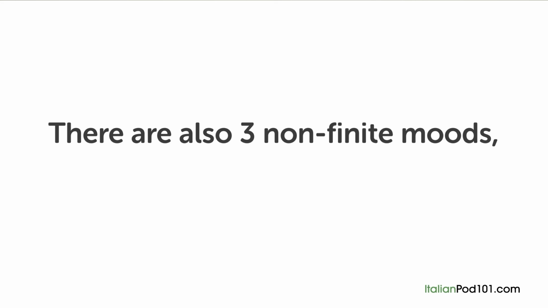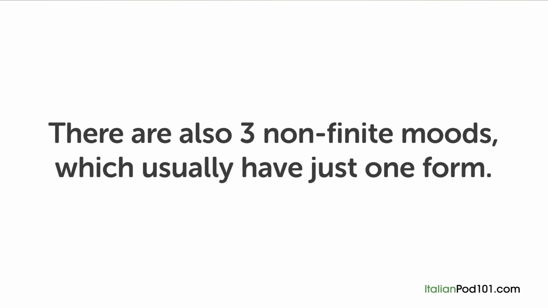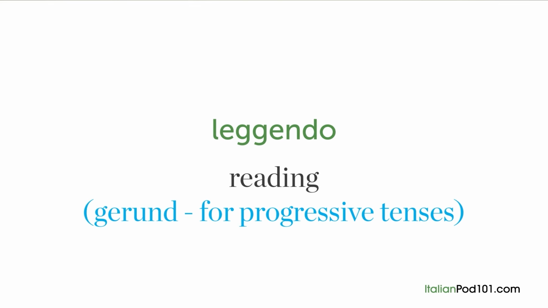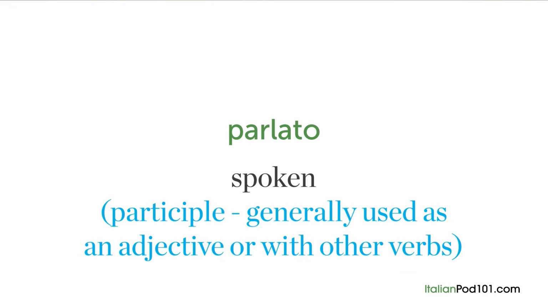There are also three non-finite moods, which usually have just one form. The infinitive, which is also the dictionary form. For example, parlare, to speak. The gerund for progressive tenses, for example, leggendo, reading. The participle, generally used as an adjective or with other verbs, for example, parlato, spoken.